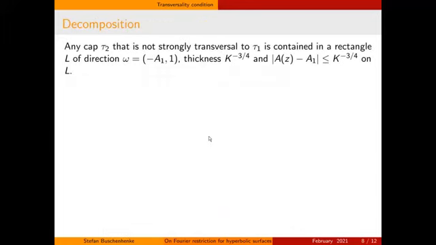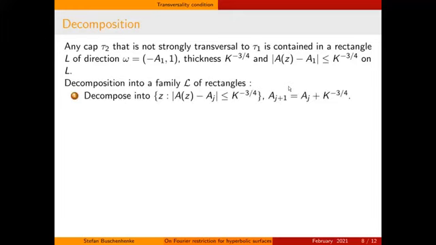So let me say what we got so far. Any cap T2, which is not strongly transversal to the cap T tau 1, has to be contained in such a rectangle of direction omega, thickness k to the minus 3/4. And we also need to remember that on this rectangle, the value of A doesn't differ too much from A1. And this allows us to do a decomposition of the unit square where the function phi lives.